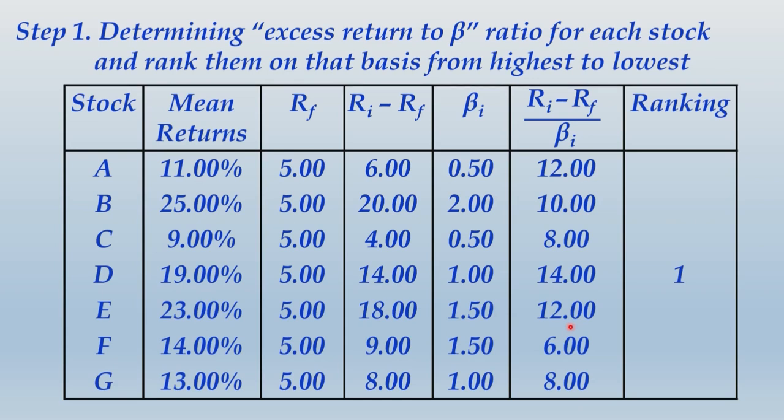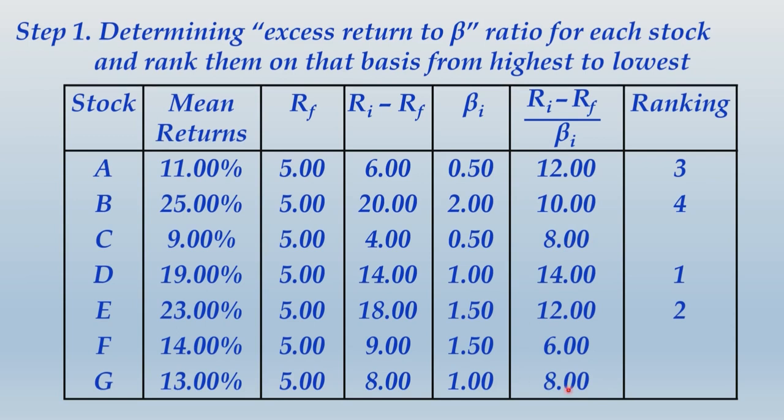So I am asking you to prefer the one which has higher returns, so rank number 2 is assigned to stock E, and obviously rank number 3 assigned to stock A. Next highest is 10, so stock B is given rank 4. Next highest, again we have a tie between C and G.